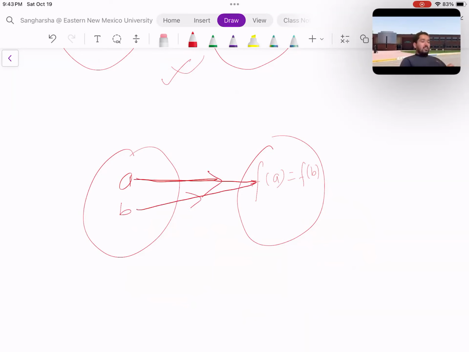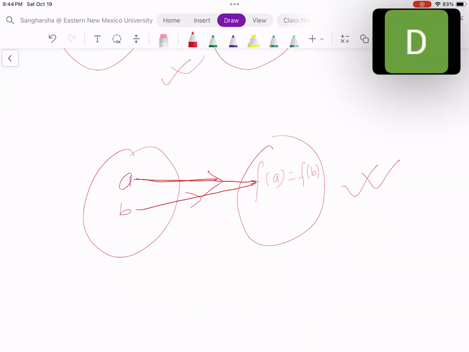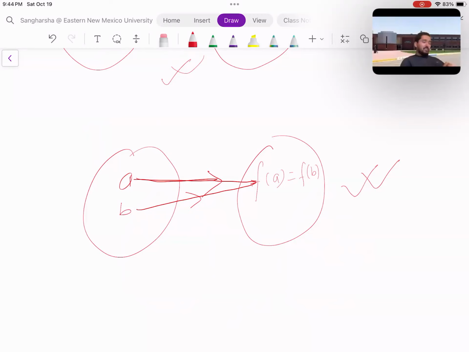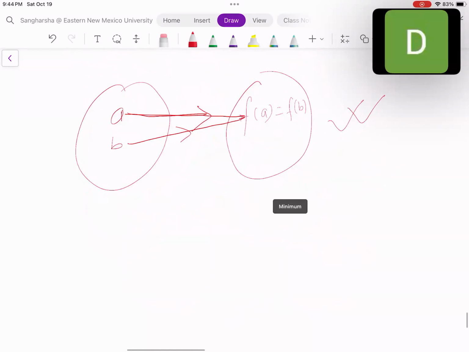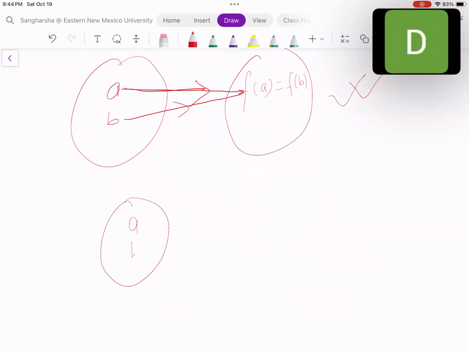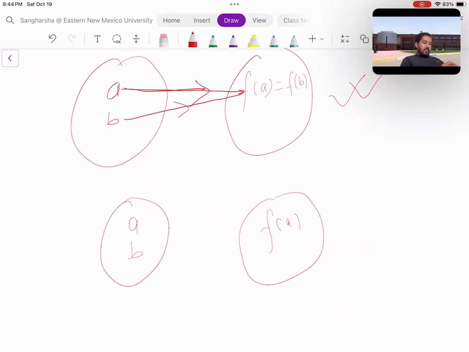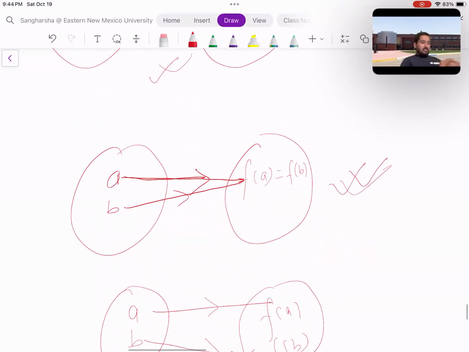Now, is this function one-to-one or not under this condition? No, this is not one-to-one. This is a function, but this is not one-to-one. To be one-to-one, you must have something like this: f of A and f of B have to be different. A corresponds to f of A, B corresponds to f of B. The output has to be unique.